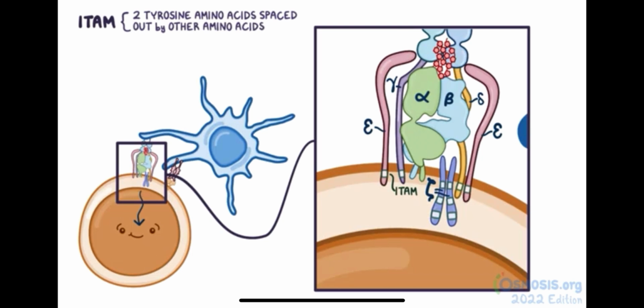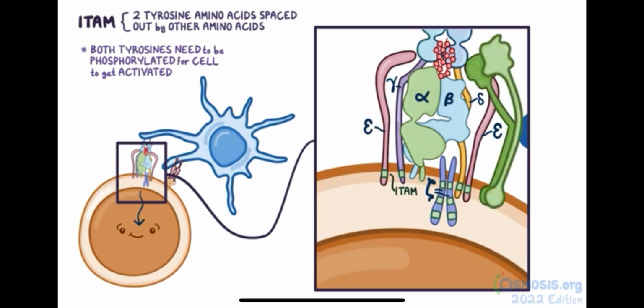This is really important because both tyrosines need to be phosphorylated for the cell to get activated. Each gamma and delta have 1 ITAM region. The 2 epsilon chains each have 1, and the 2 zeta chains each have 3, a total of 10 ITAM regions altogether. The binding of CD4 or CD8 to the MHC molecule causes the kinase LCK, which is bound to the CD4 or CD8, to phosphorylate all of the ITAMs in the CD3 complex.